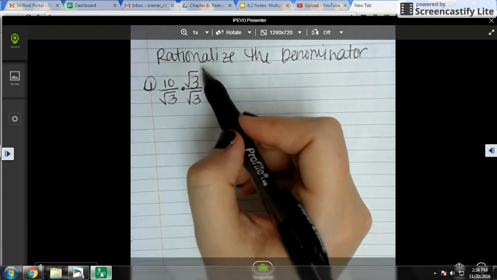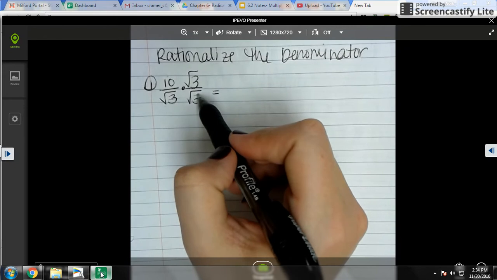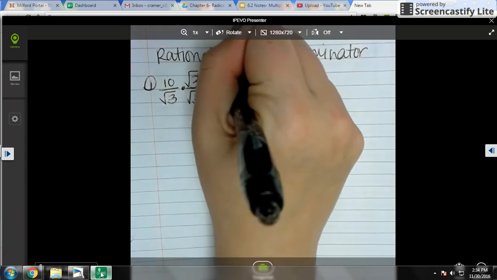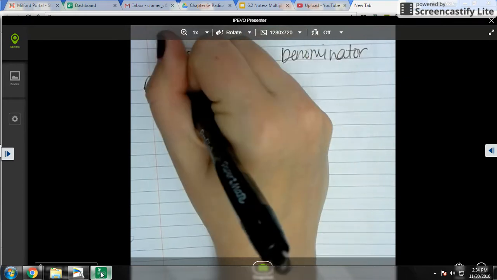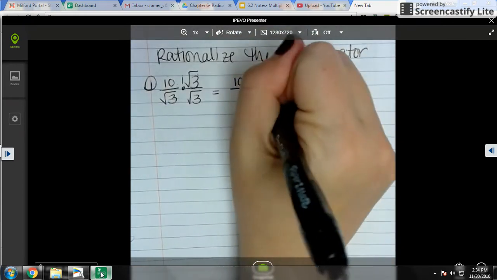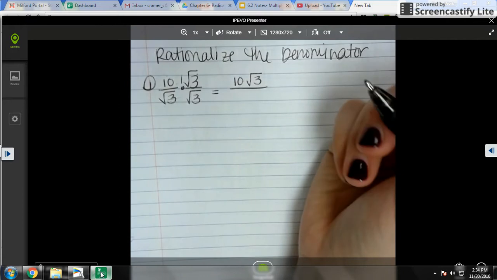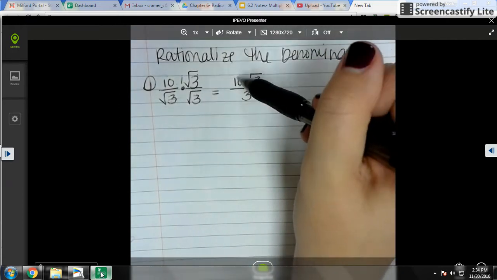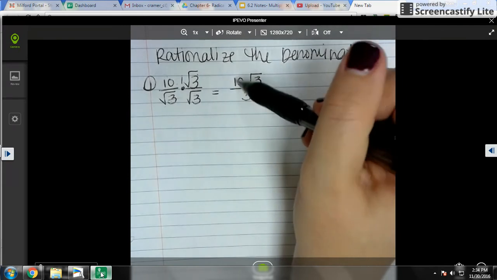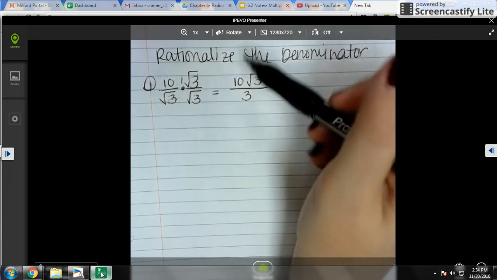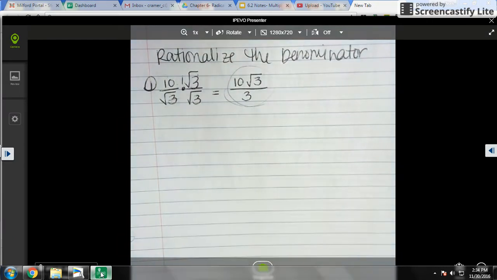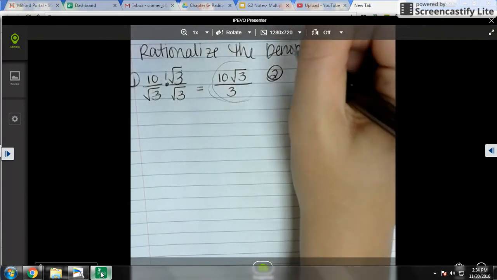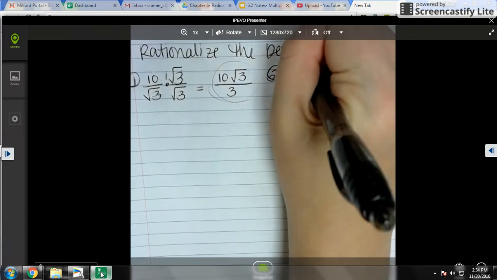Now, when I say by itself, when we multiply by radical 3 on bottom, we have to multiply by radical 3 on top. So on top, we get 10 radical 3, outside times outside, inside times inside. On the bottom, radical 3 squared, or times itself, is just 3. And then we would try to simplify this fraction. Remember, you can only simplify things outside the radical, not inside, but it does not simplify, so that would be our final answer. All right, we'll do a more complicated one that has coefficients outside.